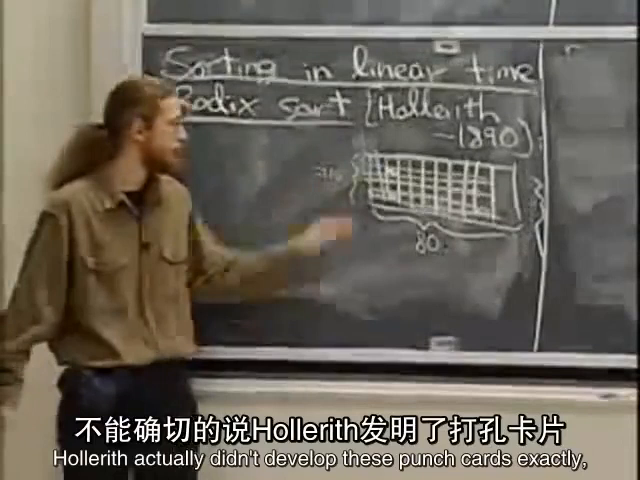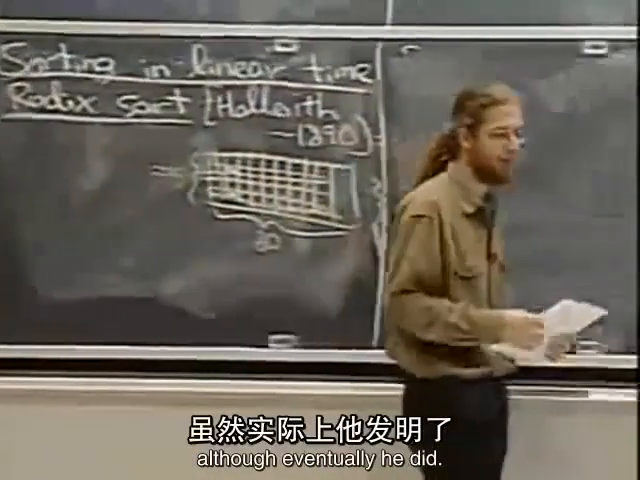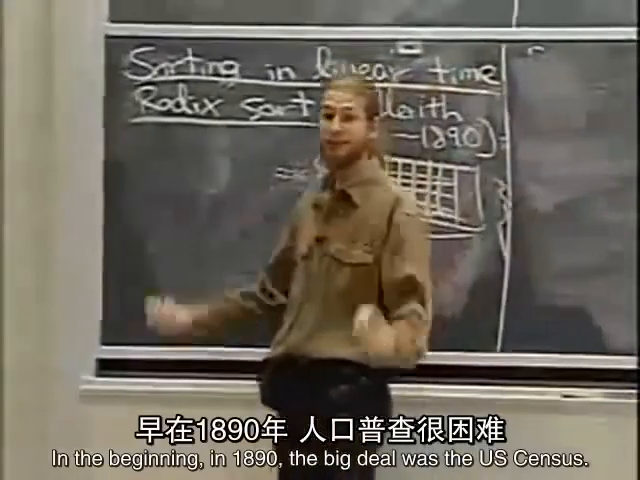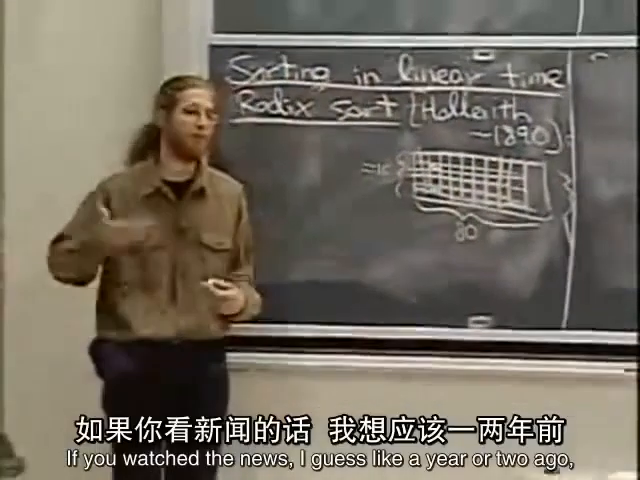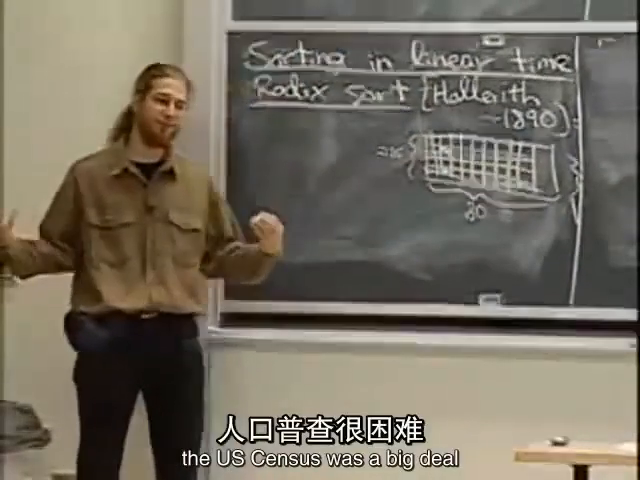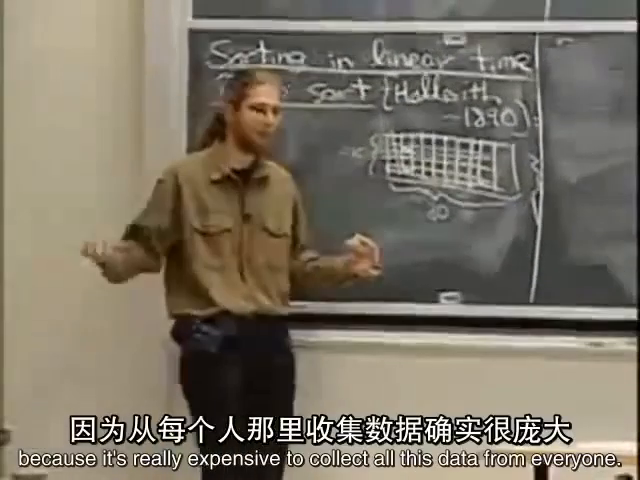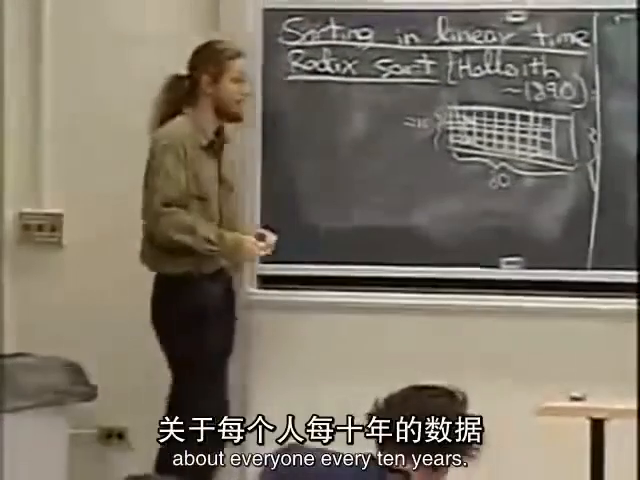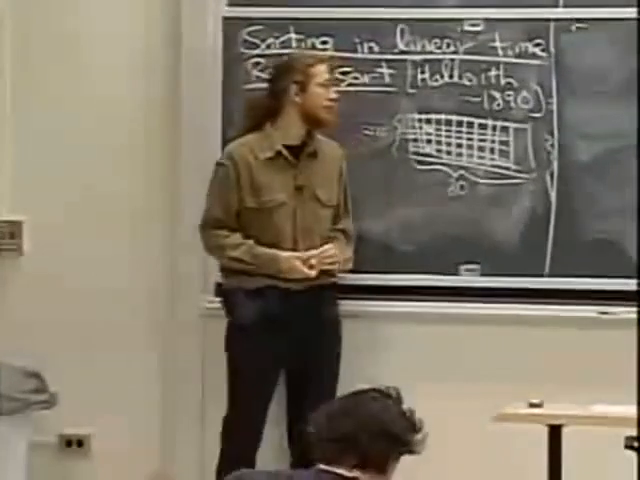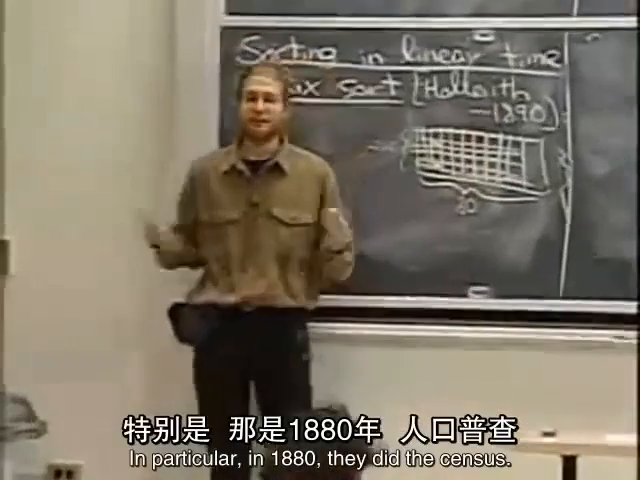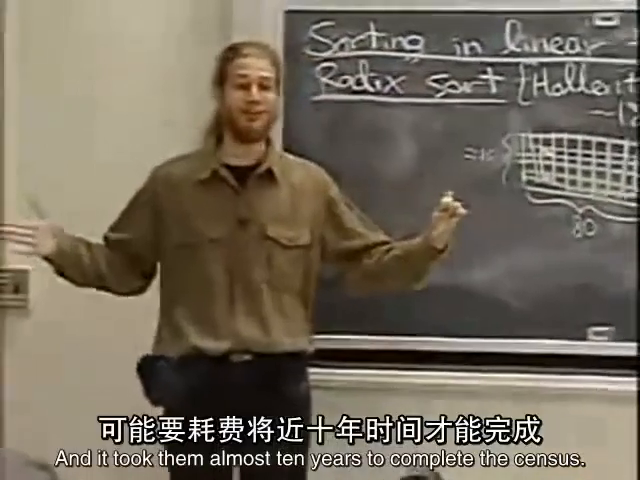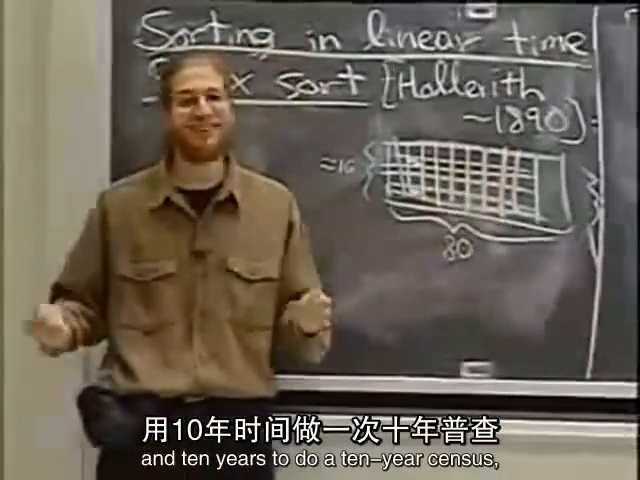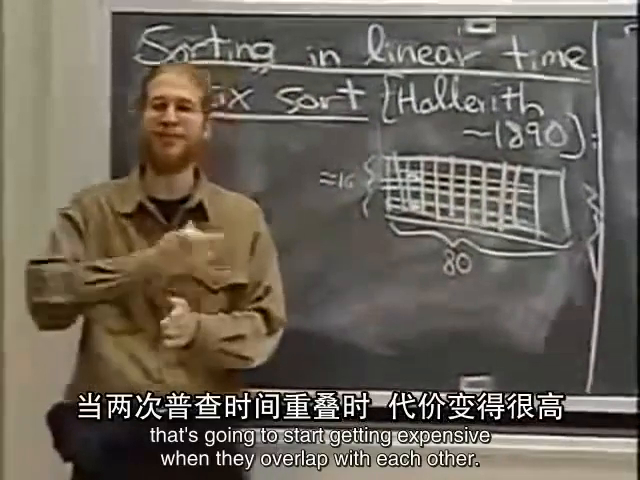So Hollerith actually didn't develop these punch cards exactly, although eventually he did. In the beginning, in 1890, the big deal was the U.S. Census. If you watch the news, a year or two ago, the U.S. Census was a big deal because it's really expensive to collect all this data from everyone. The Constitution says you've got to collect data about everyone every 10 years, and that was getting hard. In 1880, they did the census, and it took them almost 10 years to complete. The population kept going up, and a 10-year census taking 10 years starts getting expensive when they overlap with each other.